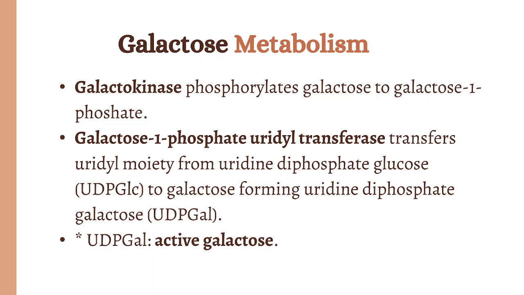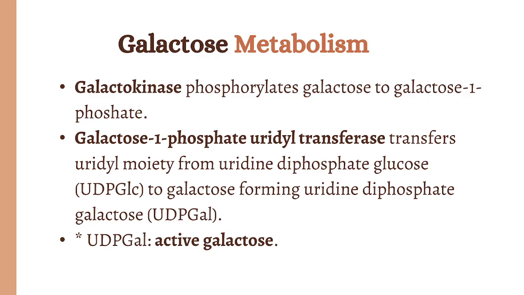A galactokinase phosphorylates galactose at position 1, similar to fructokinase that phosphorylates fructose at position 1. And then a galactose 1-phosphate uridyl transferase. From the name, it is a transferase. So it transfers what? A uridyl moiety from uridine diphosphate glucose, UDP glucose, to galactose to form UDP galactose. UDP galactose is the active form of galactose.